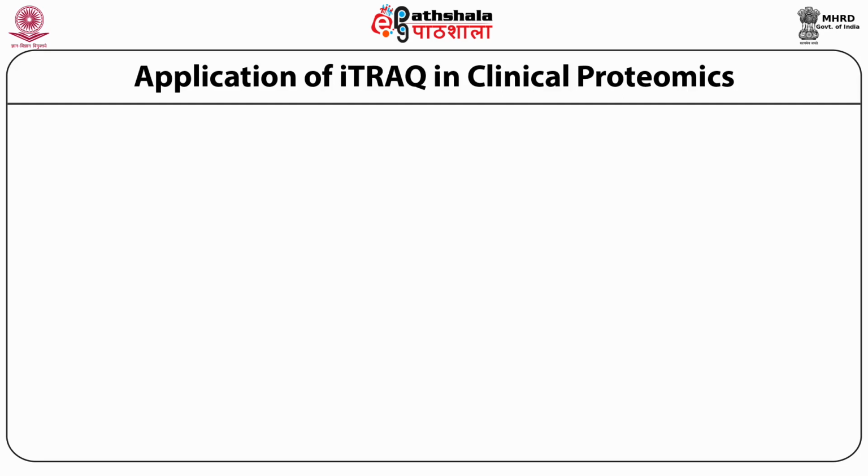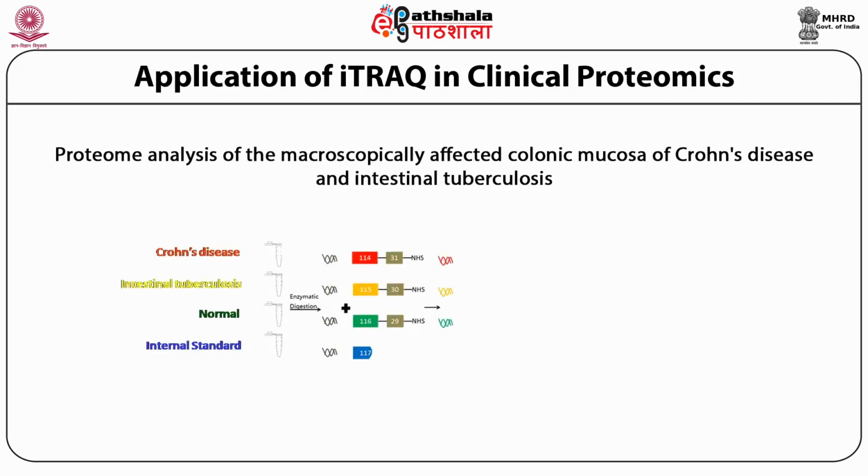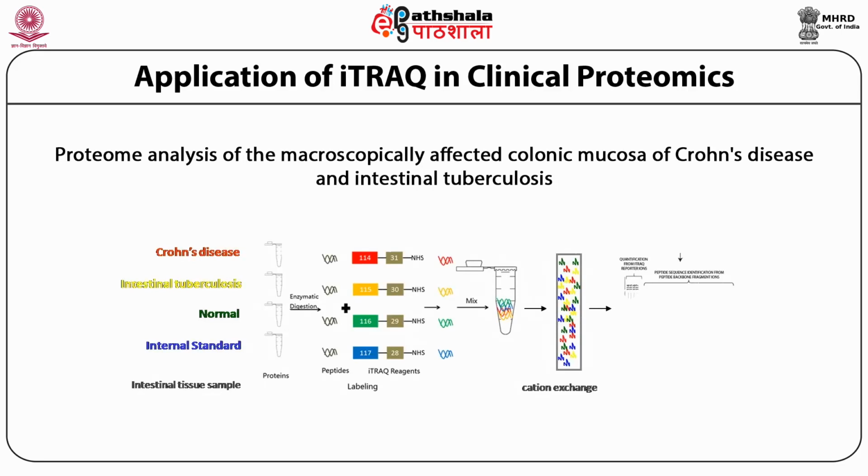In our lab, we did the proteome analysis of the macroscopically affected colonic mucosa of Crohn's disease and intestinal tuberculosis. The differentiation of these two diseases is very important in terms of treatment and prognosis. So we have 4 tissue samples comprising of Crohn's disease, intestinal tuberculosis, the healthy control, and finally the internal standard.